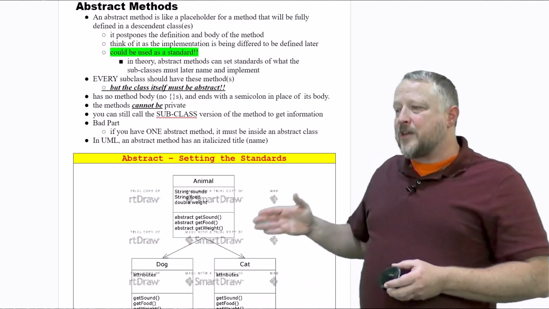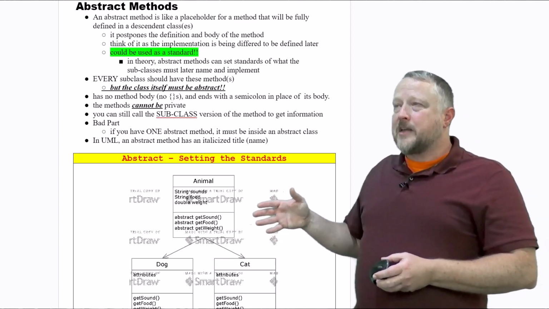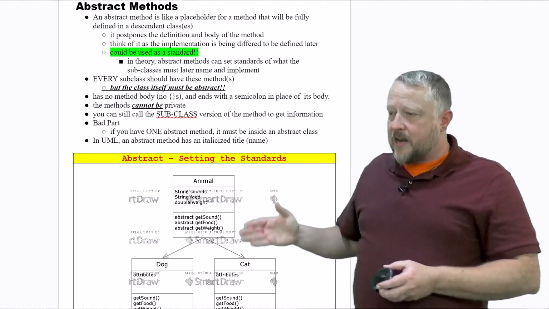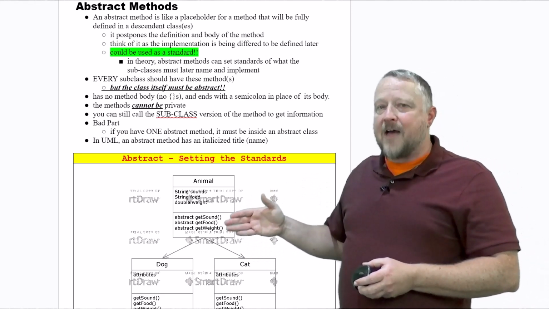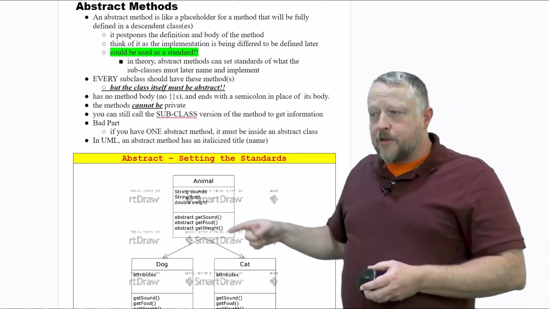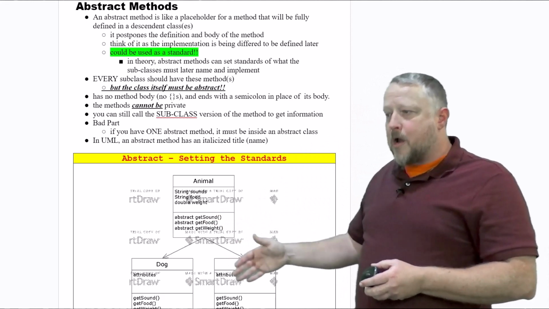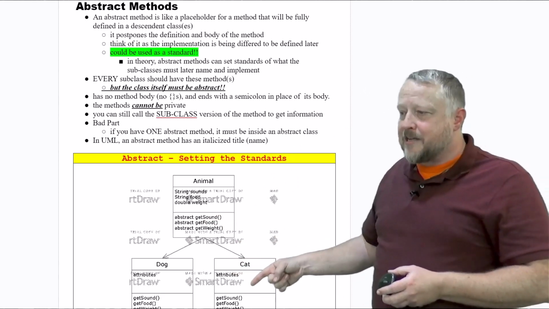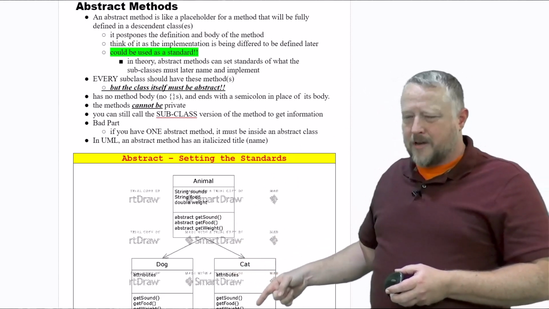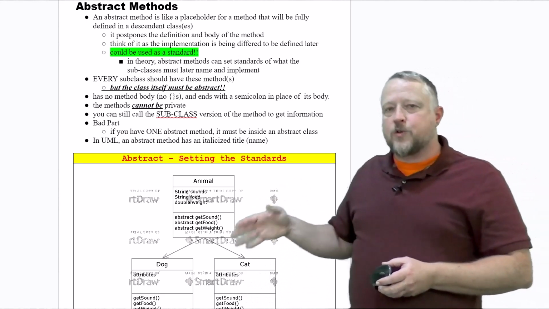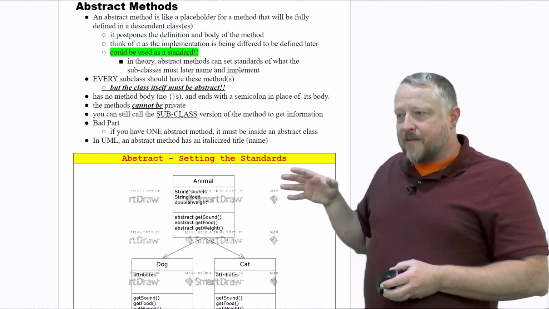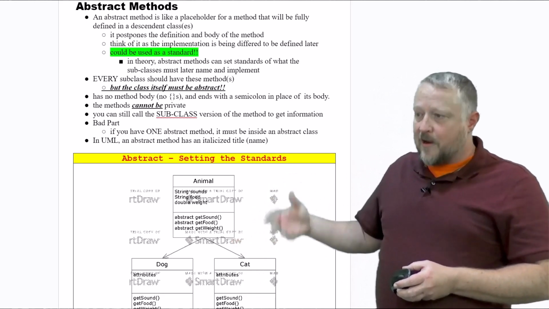So use this as one way of almost catching errors from yourself. If you really want them to have it and they do need to define it later, then use the word abstract so that you remind yourself, hey, in cat, I need to set the sound. I need to set the food or get food. I need to set what those functions are going to be. And that really helps out on, frankly, being able to do that.